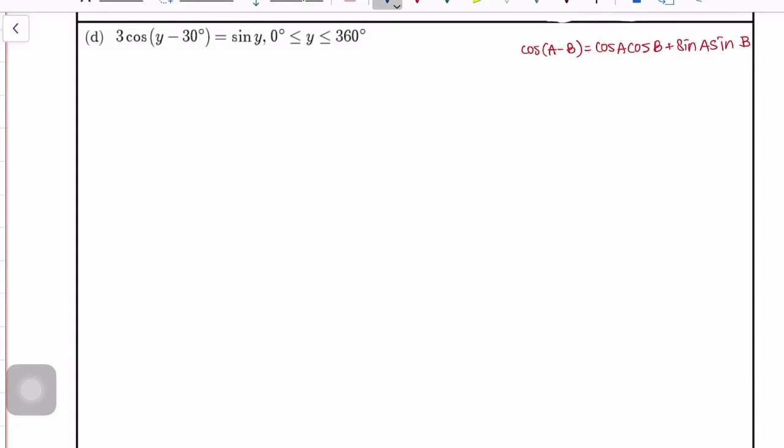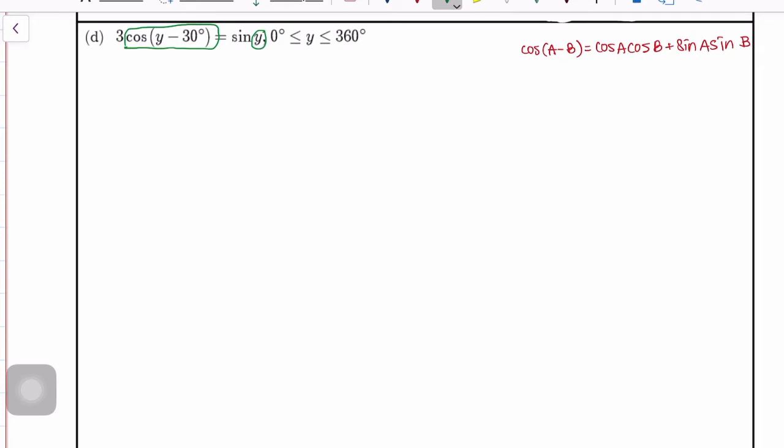Okay, question D, we have 3 cos(y minus 30) equals sin y, y between 0 and 360. For this question, kita kena notice we have cos (y minus 30), sedangkan angle untuk sin kita ada y. So, kita tak boleh nak selesaikan sebab angle dia tak sama.